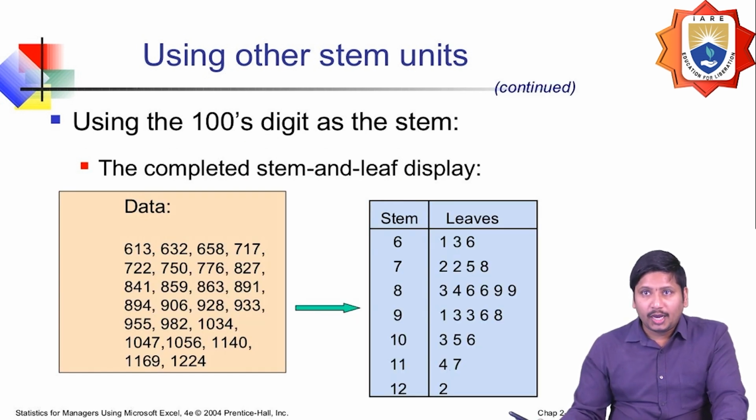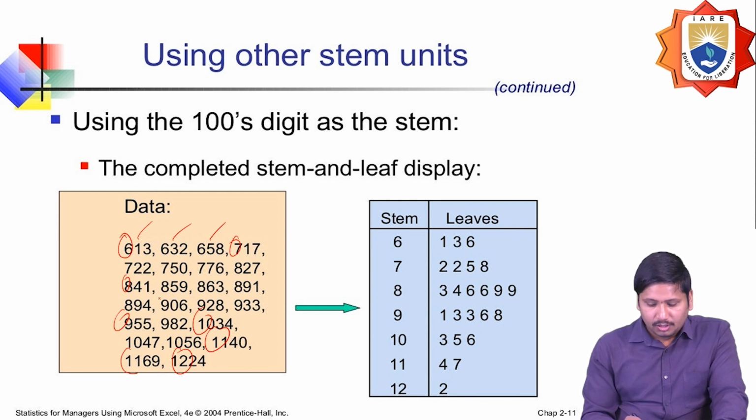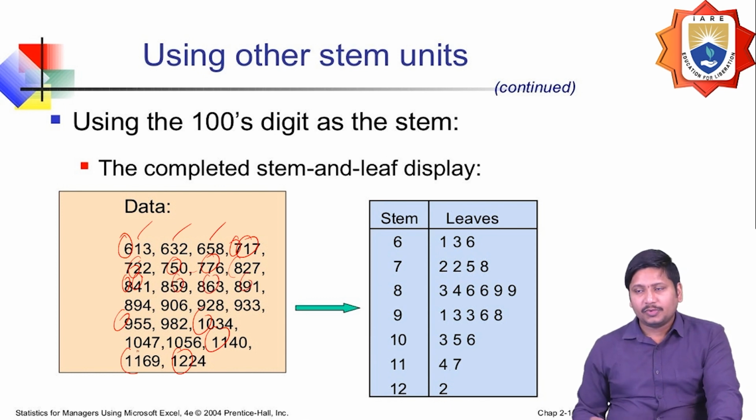Similarly, if I'm going to use the 100 digit as the stem, how can I represent it? So 6 is the stem, another is 7 and 8, 9, 10 and 11, 12. So this becomes the stem and the leaf should be 1 and then 3 and then 6, or I can take 5. And similarly, next one is 8, 7. So what are the stems here? I can take 2 and then this should be rounded off to 2 and 5 and then 8. Similarly, if I am going to take 8, what will the stems be? 3, 4, 5, 6, 9, like this I can construct it.